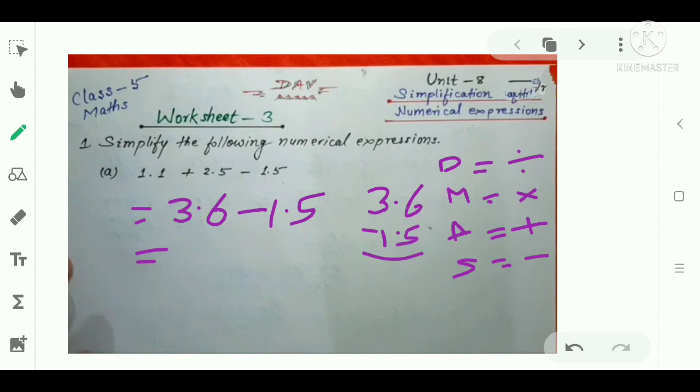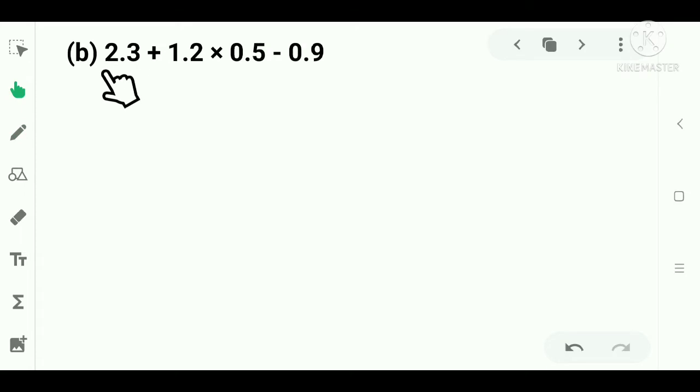Write point under point, and write 5 after the point and 1 before the point under 3.6. 6 minus 5 is 1, 3 minus 1 is 2. So the answer is 2.1. This is the answer. So very simple. Remember DMAS and then do the questions. Let's do the next question. Now B part is 2.3 plus 1.2 multiply 0.5 minus 0.9.